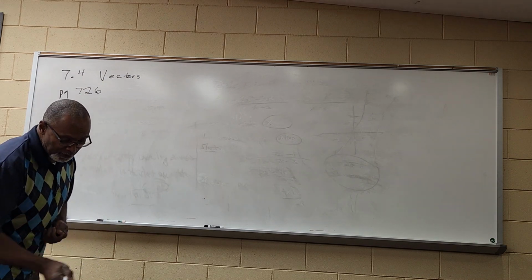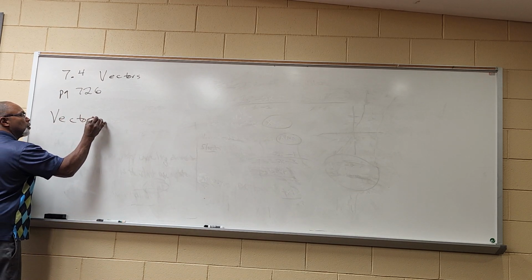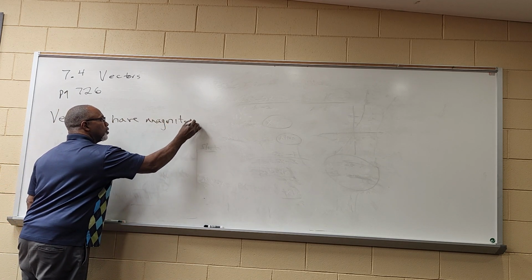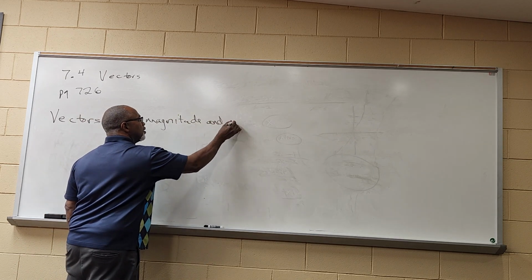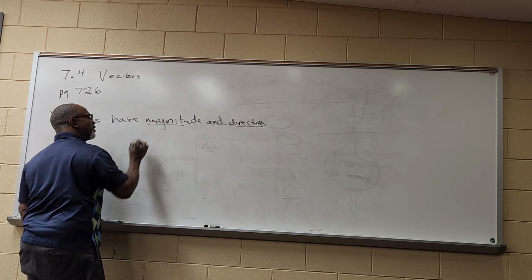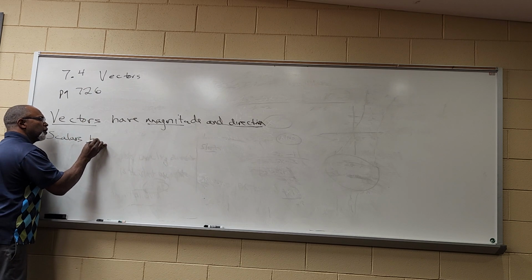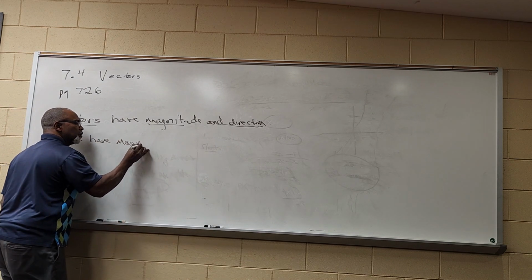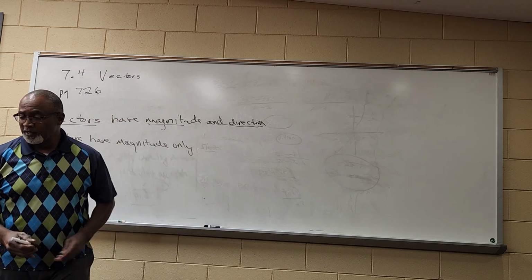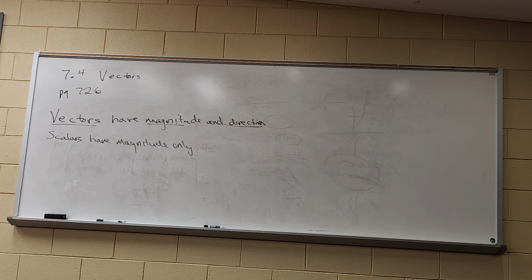So vector quantities have both magnitude and direction. So vectors have magnitude and direction. So magnitude and direction, okay? Scalars have magnitude only. Okay? So a vector quantity will have both magnitude and direction, whereas a scalar quantity will have magnitude only.